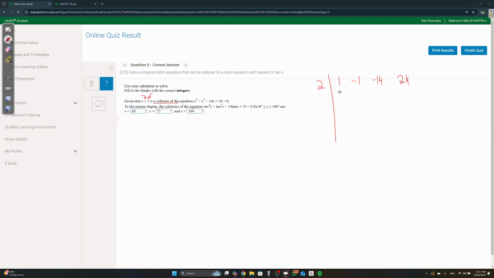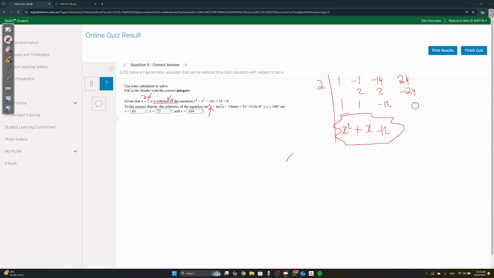So let's do it. Put your 2 down, and always take your 1 down. 1 times 2, 2. Negative 1 plus 2 is 1. 1 times 2, 2. Negative 14 plus 2, negative 12. Negative 12 times 2, negative 24. And obviously, if you don't get 0 at the end, you're doing something wrong, because it's a solution, so you should get 0 as your remainder. It was a cubic, so when you reduce it, it's going to be a quadratic: x squared plus x minus 12. So this is what you get now.